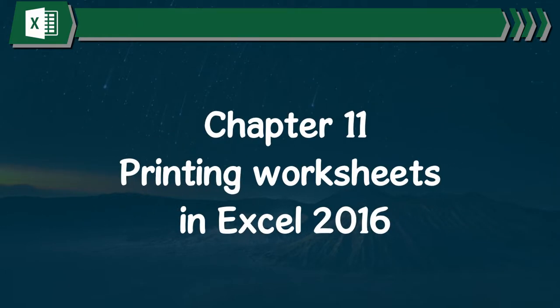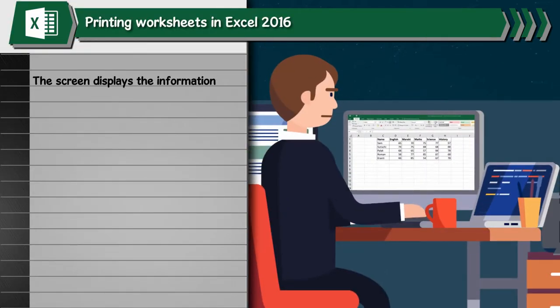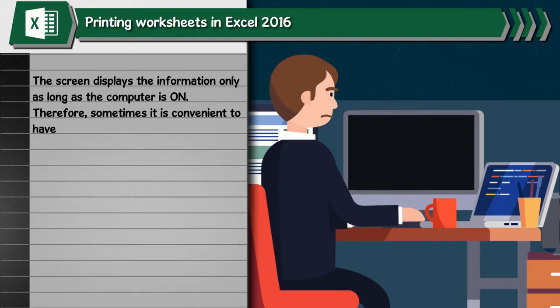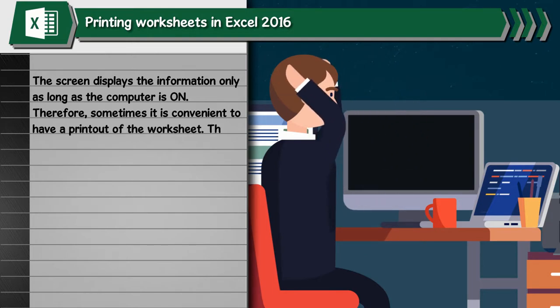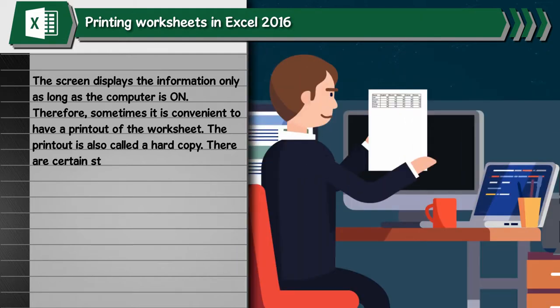Chapter 11: Printing Worksheets in Excel 2016. The screen displays the information only as long as the computer is on. Therefore, sometimes it is convenient to have a printout of the worksheet. The printout is also called a hard copy. There are certain steps to be taken for a worksheet to be printed.